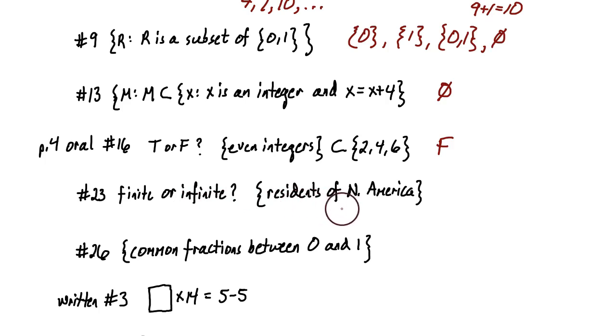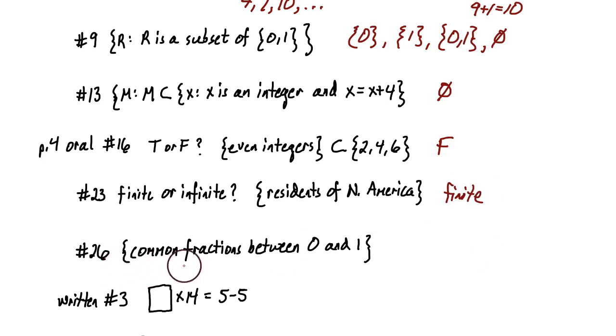The residents of North America. There is a specific number of people that live in North America, so this is a finite set. It would take a long time to count all those people, but it would be countable.